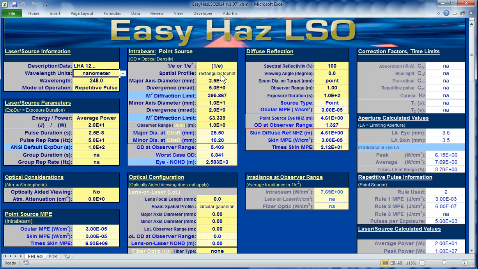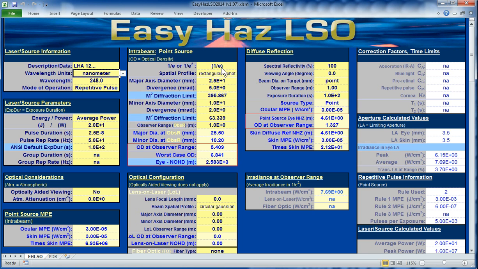The other thing is these excimers typically put out a rectangular top hat beam, which means we're going to have a major axis, 25 millimeter diameter, 5 milliradian divergence, and a minor axis at 10 millimeter diameter and a 2 milliradian divergence. Right? The other thing about a top hat is that it has uniform irradiance across the beam.